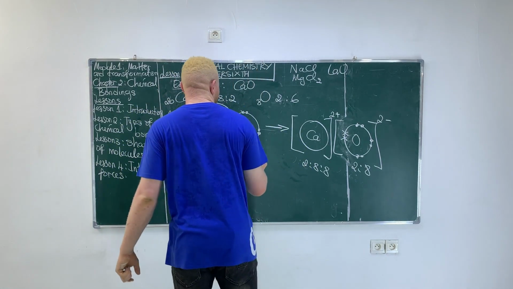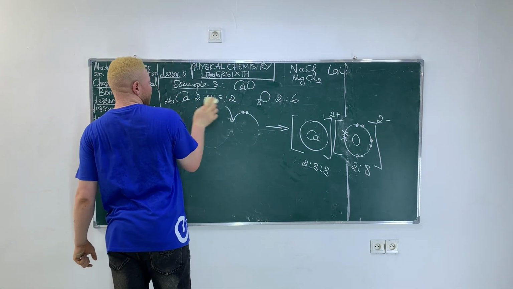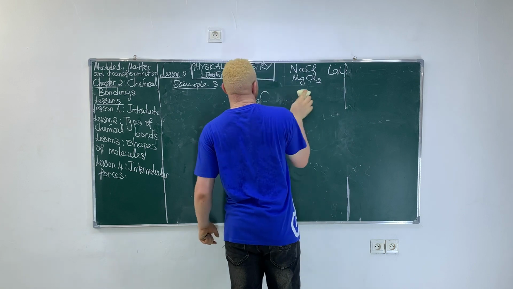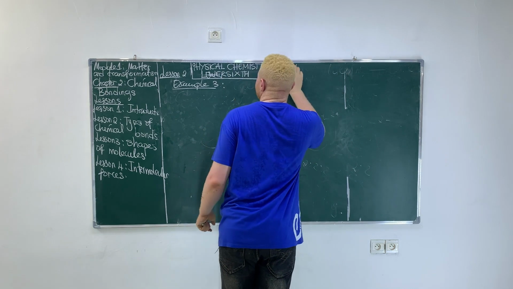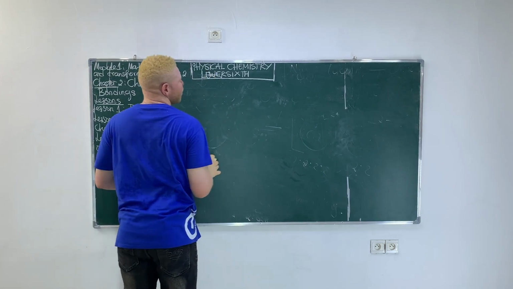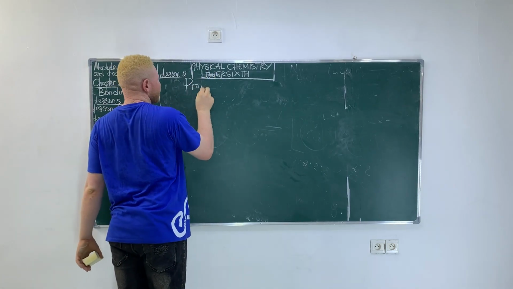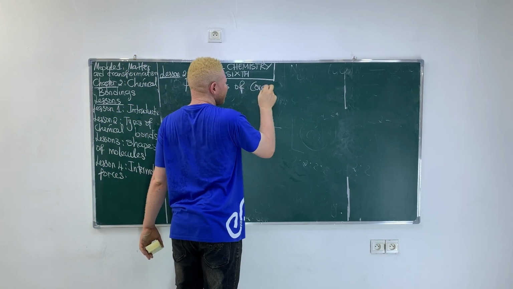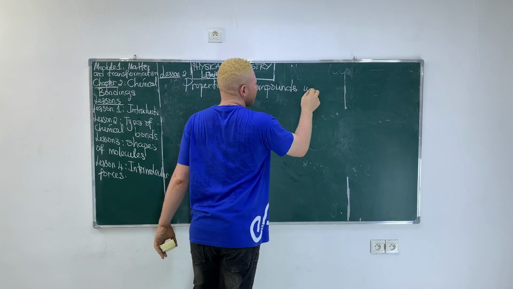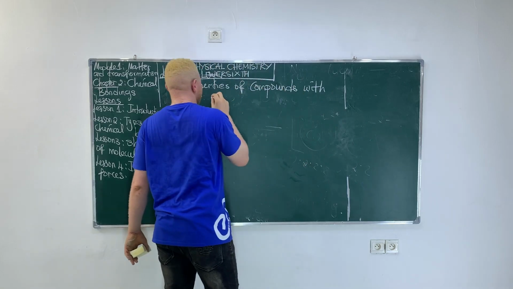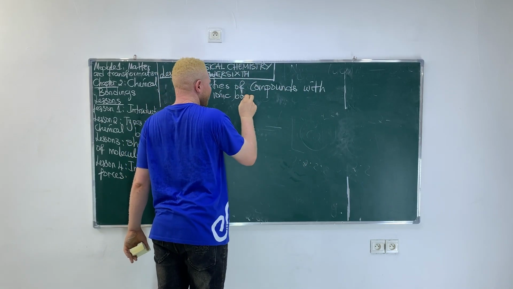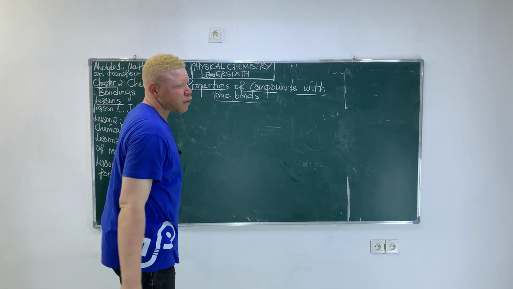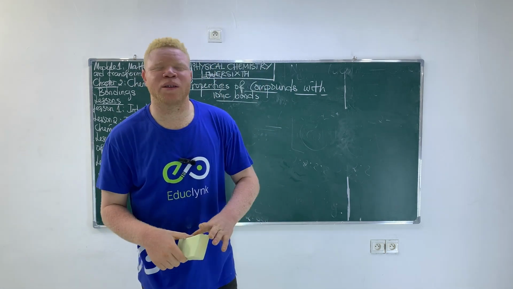The properties of compounds with ionic bonds. Having this compound conduct electricity in a molten state.